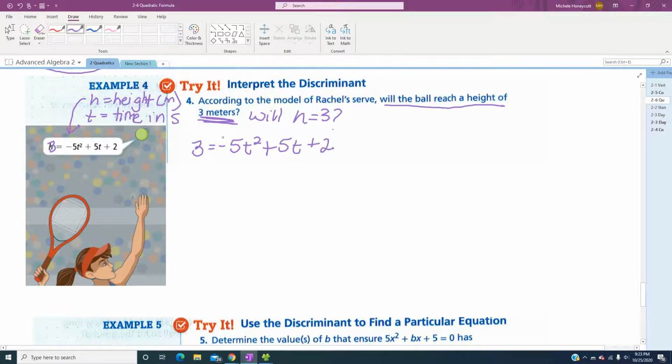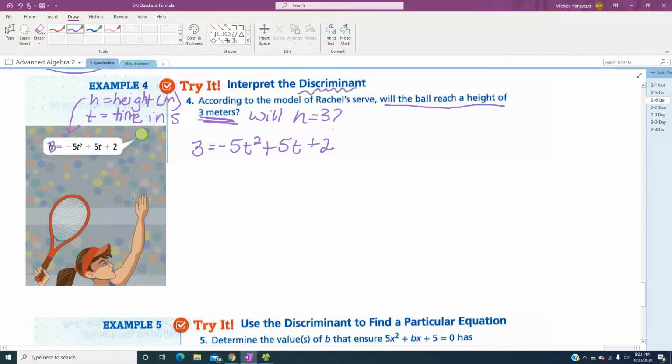Now there are a number of ways that I could figure this out. I could just solve it and find a value for t. Finding a value for t would tell me the time when Rachel's ball would actually hit that height. I could use the quadratic formula and solve and find the time that would happen. And if I were to get an imaginary time, then that would mean it didn't happen. So that's one option. Another option is to graph it and see if this model ever does hit 3. That could work too. But it does say interpret the discriminant.